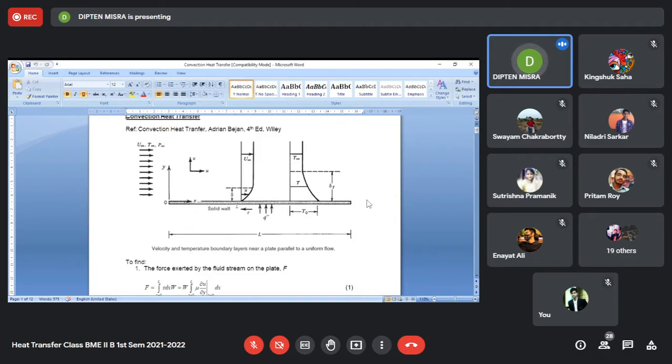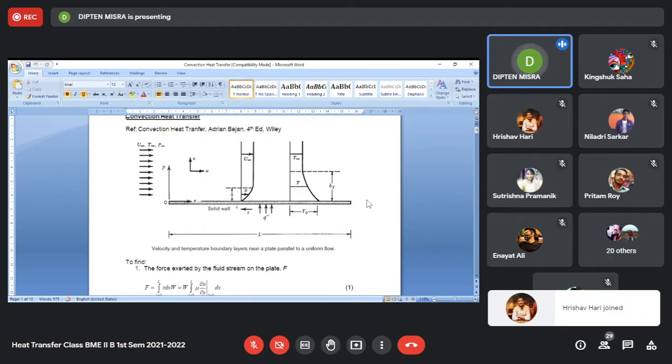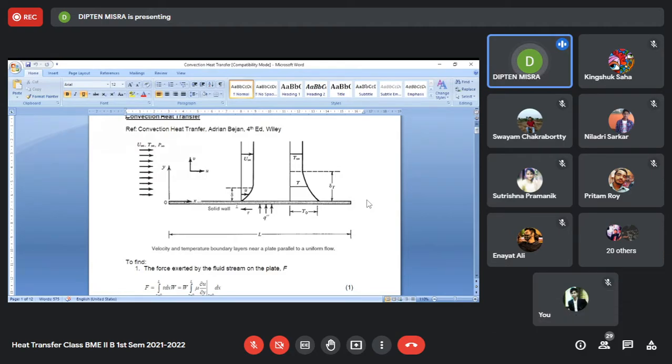They may be different. Delta may be greater than delta t for some types of fluids. In some other fluids, we can see delta may be smaller than delta t. In some cases, the velocity boundary layer zone may be thicker than the thermal boundary layer zone. In other cases, the velocity boundary layer zone may be thinner than the thermal boundary layer zone. And in some other cases, the thickness of the two boundary layer zones can also be the same.